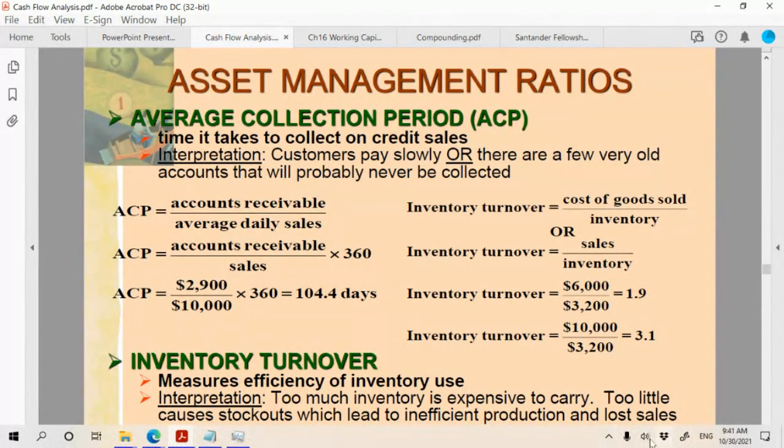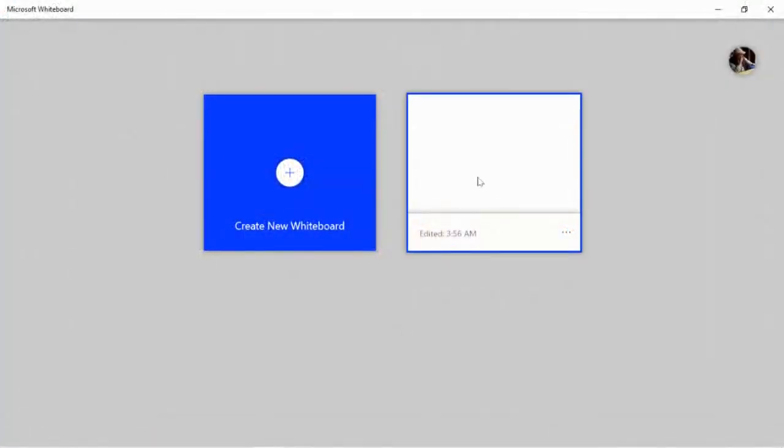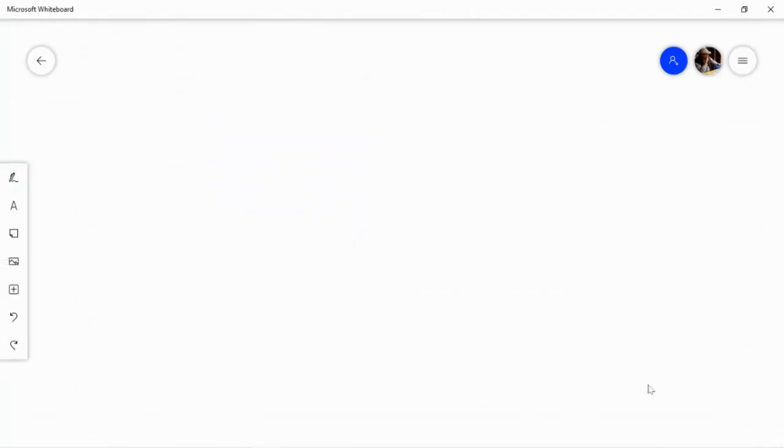So let me open my whiteboard. Where's my pen? Okay.